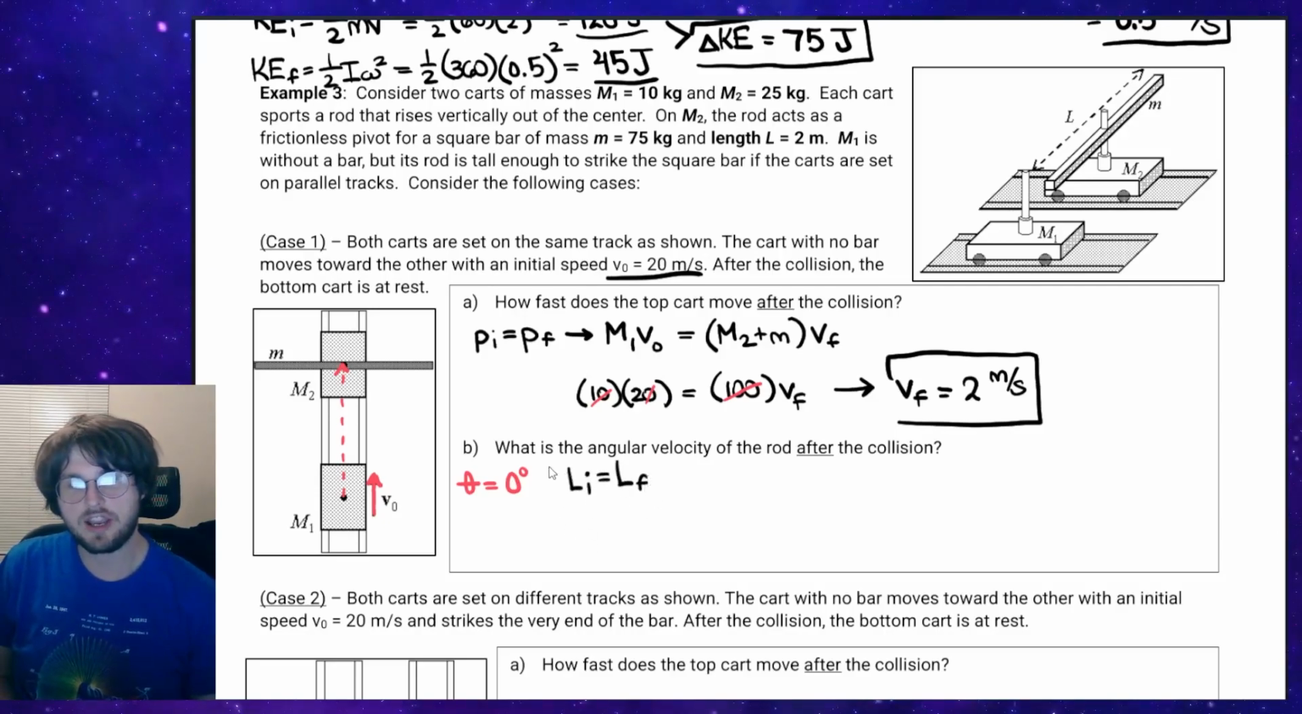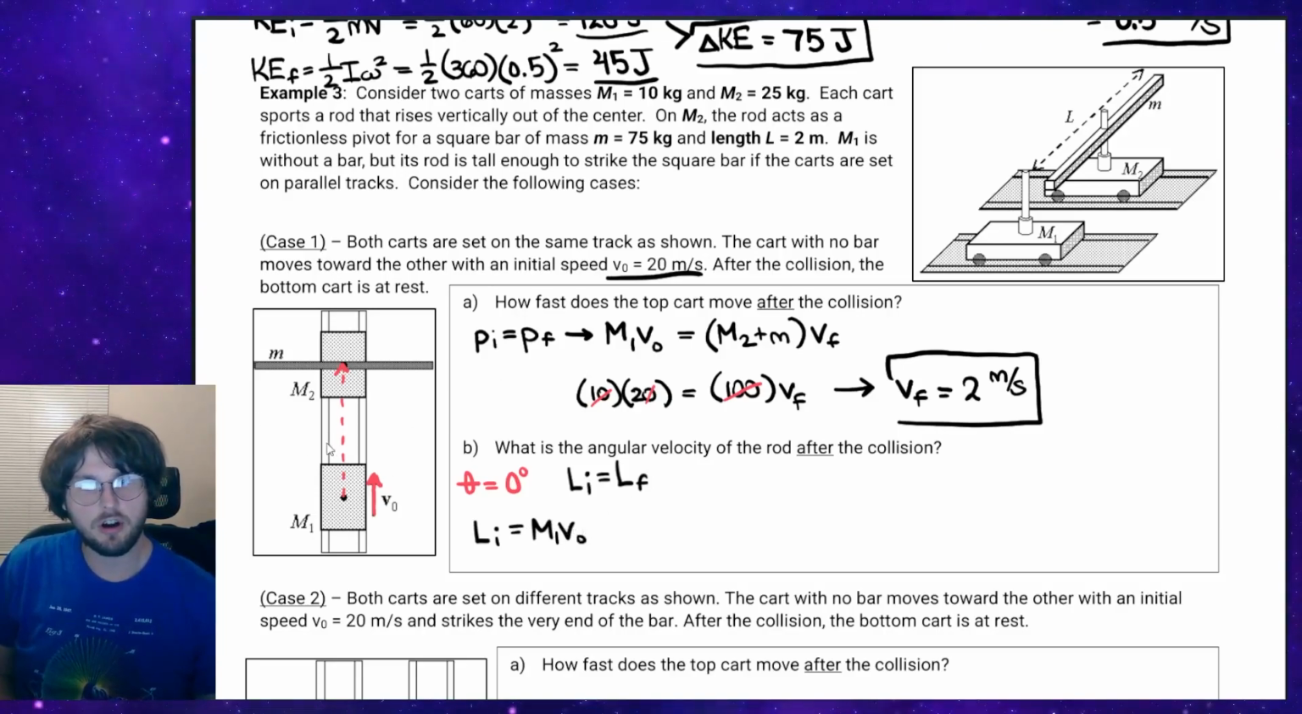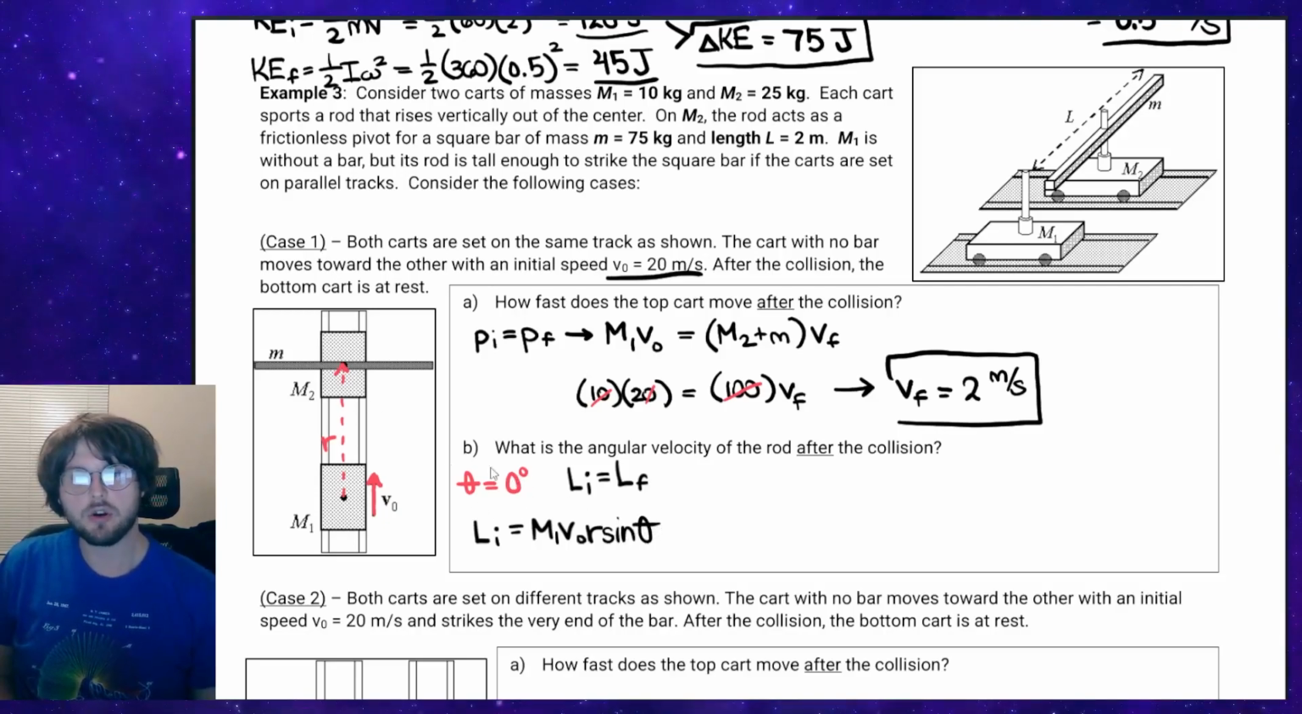Now, our initial angular momentum here is interesting because it would be mass 1 times the initial velocity it has times this distance r that it's starting away from the other cart times sine of the angle between them. But if this angle between the velocity and the radius is 0 at the start, this means that we technically have no angular momentum at the very start of this problem.